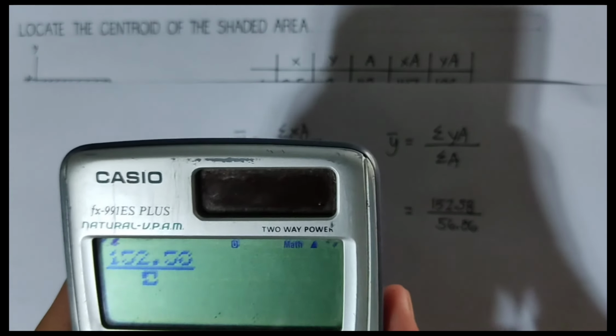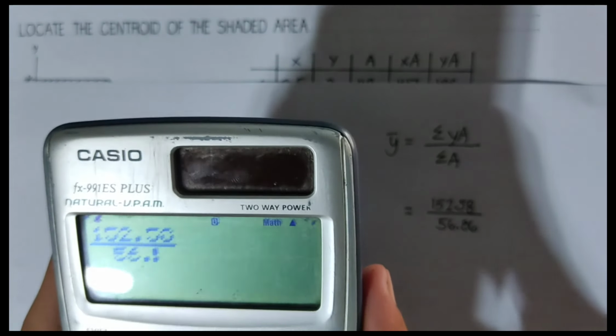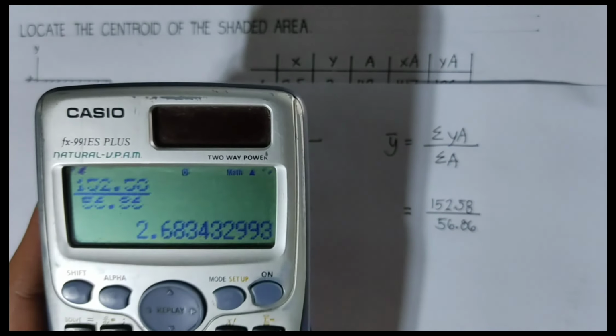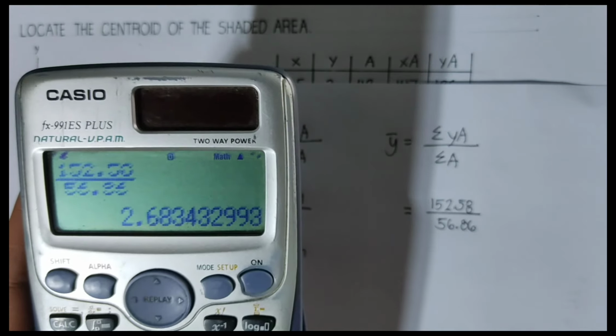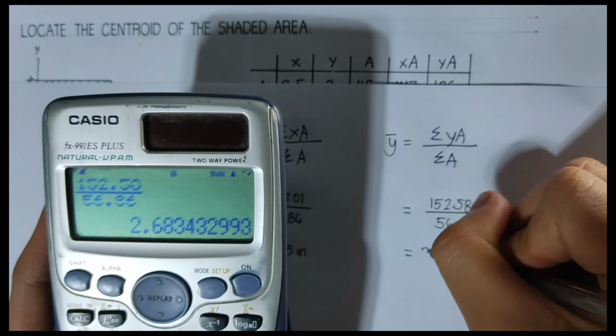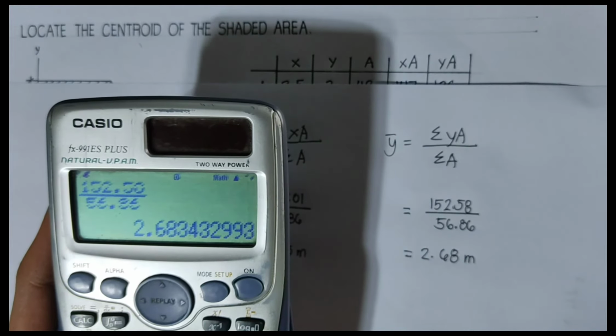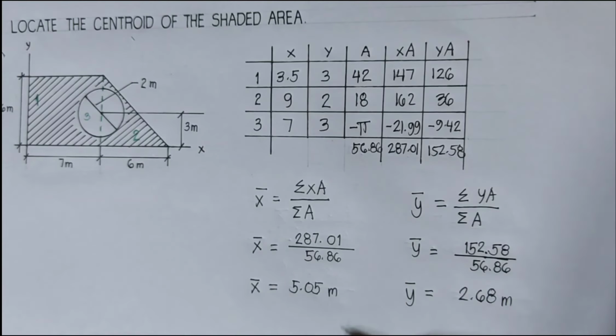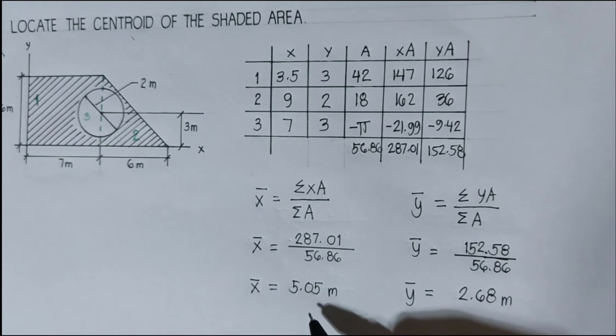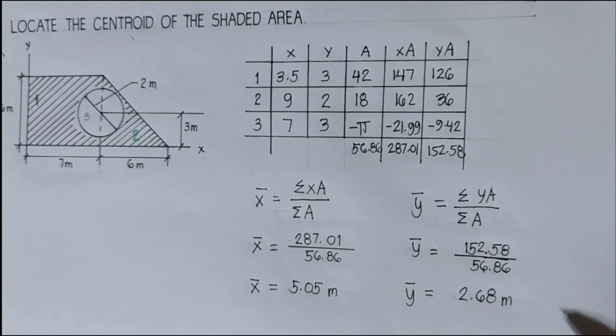And for bar Y, 152.58 divided by 56.86, which is equal to 2.6834 or 2.68 meters. And for our final answer, 5.05 meters for bar X and 2.68 meters for bar Y.